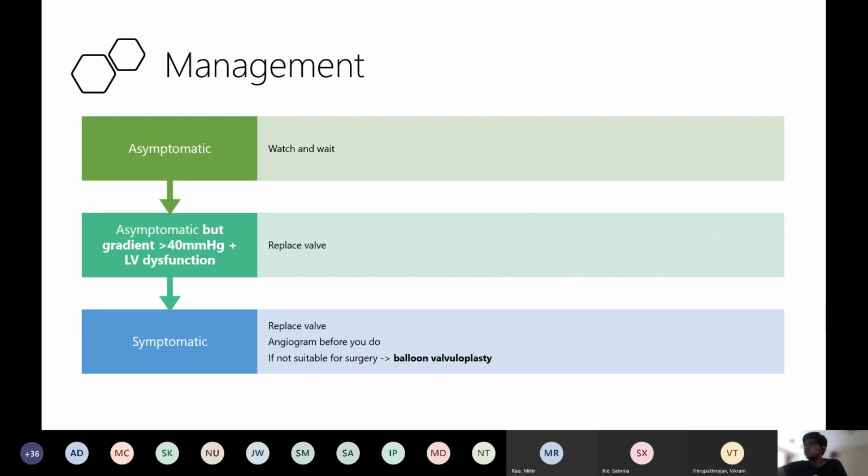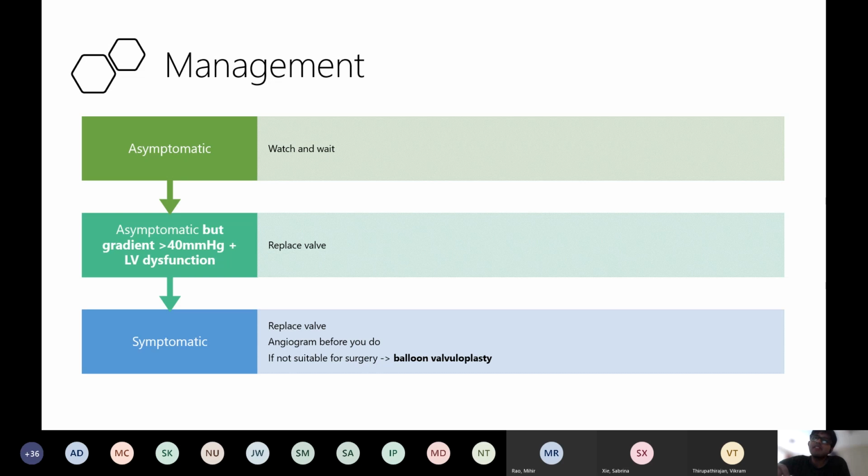Management of aortic stenosis. What does it depend on? The general principle. Yeah, absolutely. Do they have symptoms or do they not have symptoms? What do you do if they don't have symptoms? There's two things you do if they don't have symptoms. So conservative management, you watch and wait, and you do one other thing there.